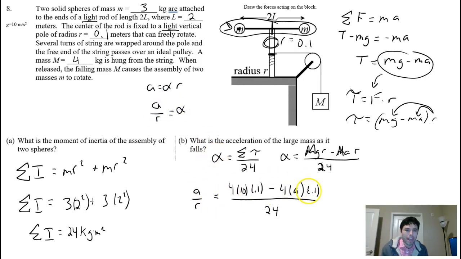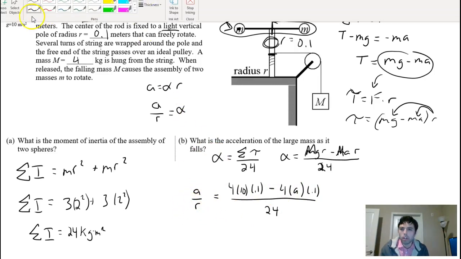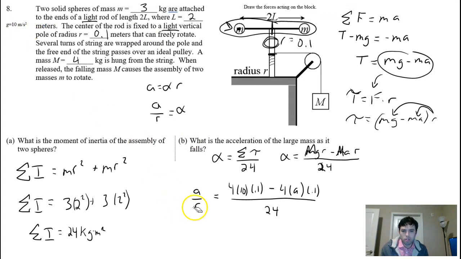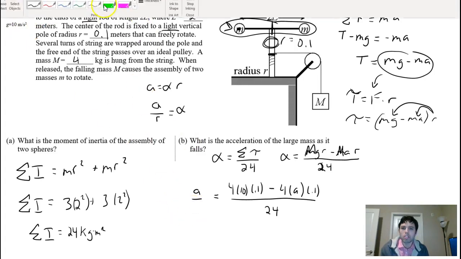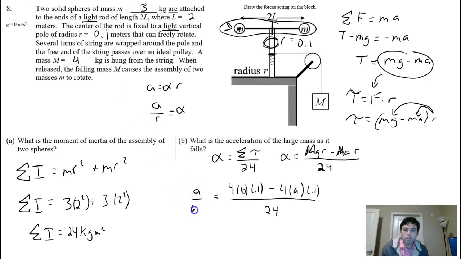That way I can get all my A's together. And again, I'm going to replace that R with 0.1 also. It's the same. Might as well keep all my R's at 0.1 here, since that's the radius of the vertical pole. Okay, there we go. Now let's simplify this stuff down. This is A over 0.1 equals, 4 times 10 is 40, times 0.1 is 4 again. This is 4 minus 0.4A over 24.